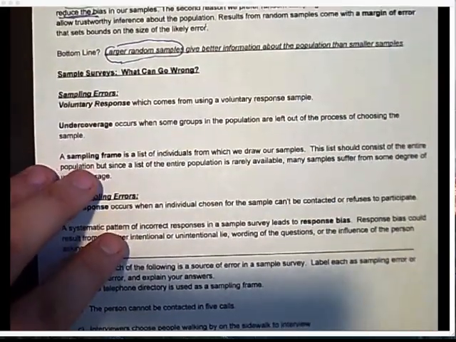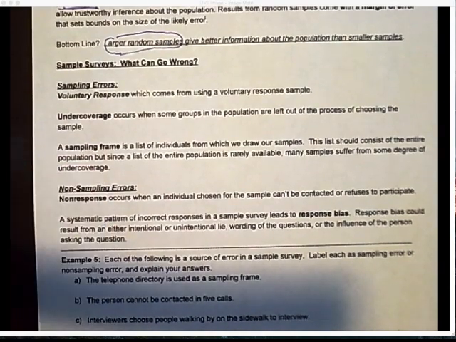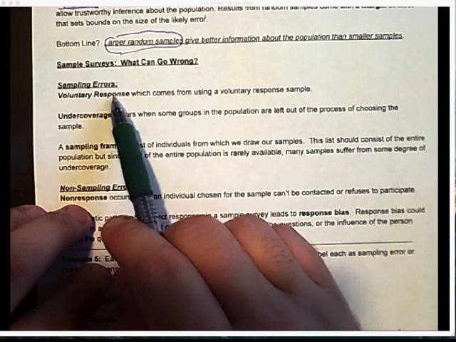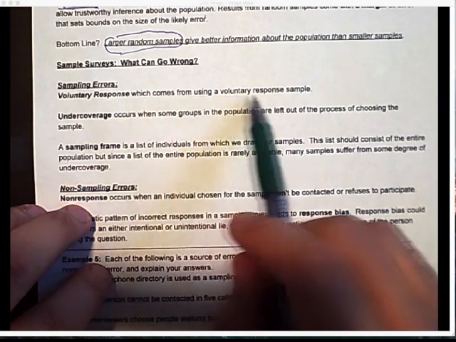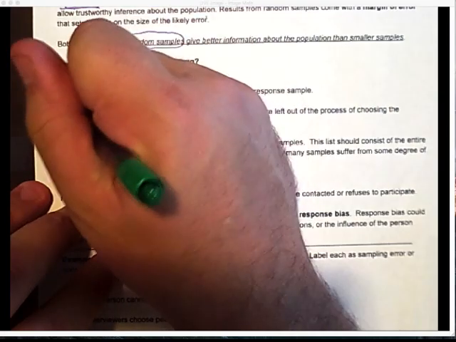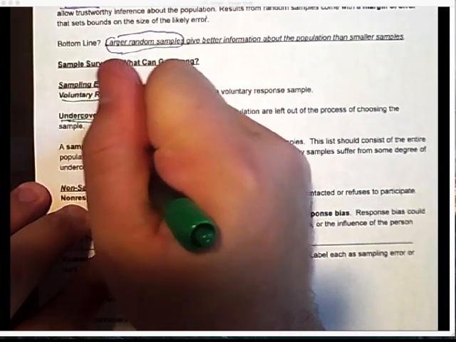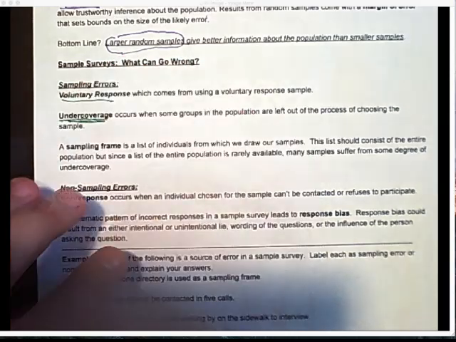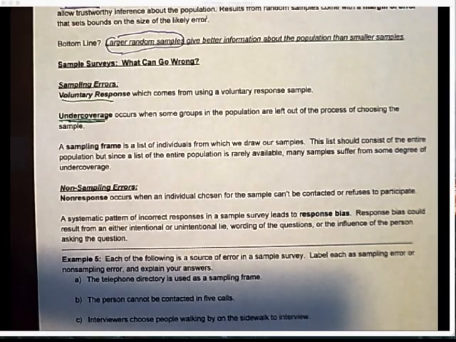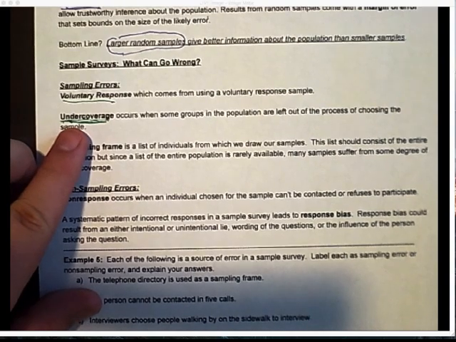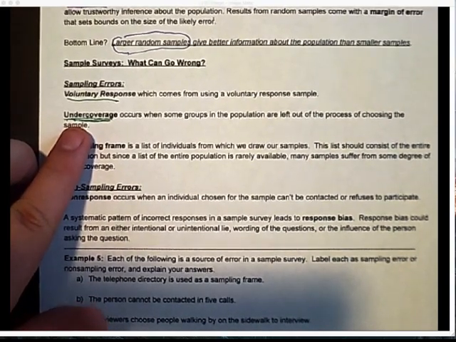So here are some types of errors that we can get when we're sampling. Well, we have voluntary response error. That comes from using a voluntary response sample. Here's the big one that's really hard to avoid, no matter whether you're using good sampling or bad sampling: this thing called undercoverage. Undercoverage occurs when some groups in the population are left out of the process of choosing the sample. So, for instance, if you want information about Americans and your method to collect the data is by telephone calls, that suffers from undercoverage because you're leaving out everyone that doesn't have a telephone.